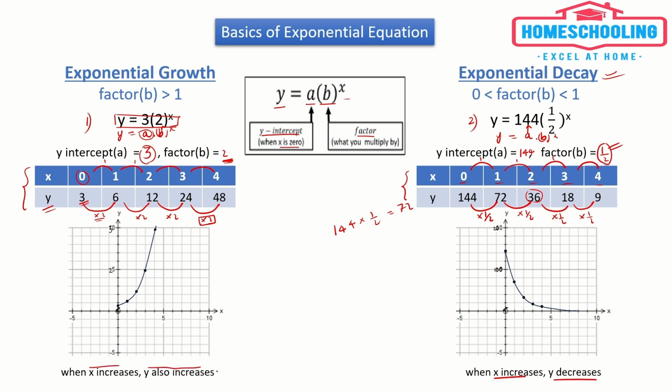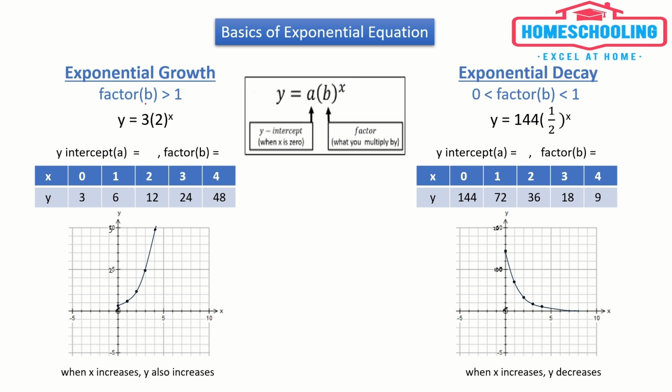When the x value increases, the y value also increases. That means it is an exponential growth curve. But when the x value increases and the y value decreases, then it is an exponential decay curve. You can find whether a graph is exponential growth or exponential decay just by knowing the value of factor b. If factor b is greater than 1, anything greater than 1, like 1.1, 1.05, 2, 20, 80, any number that is greater than 1, it is growth.